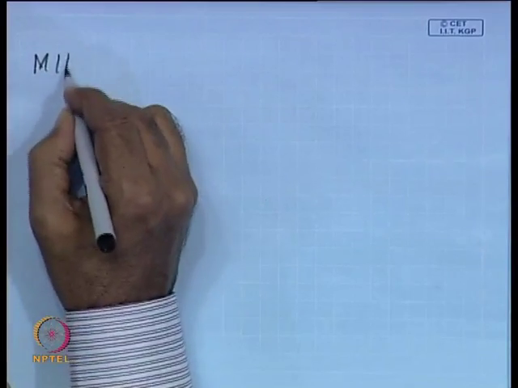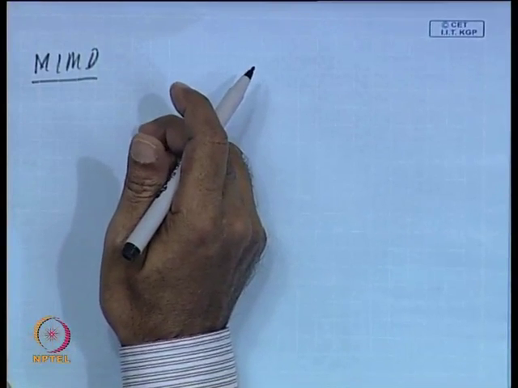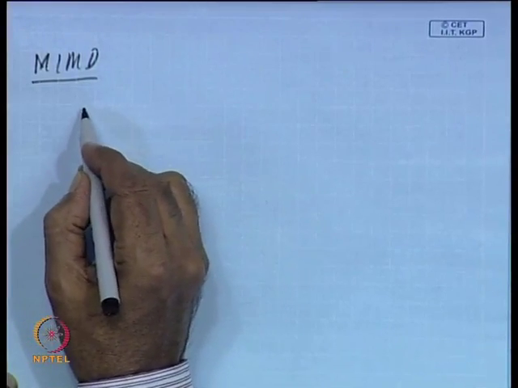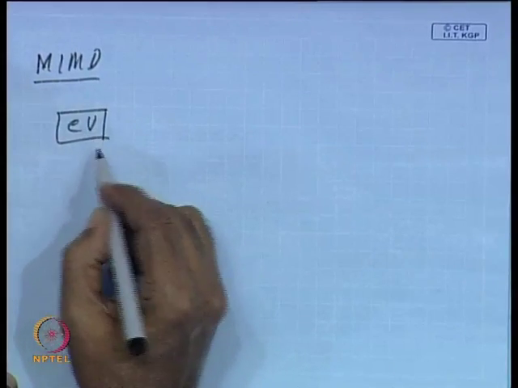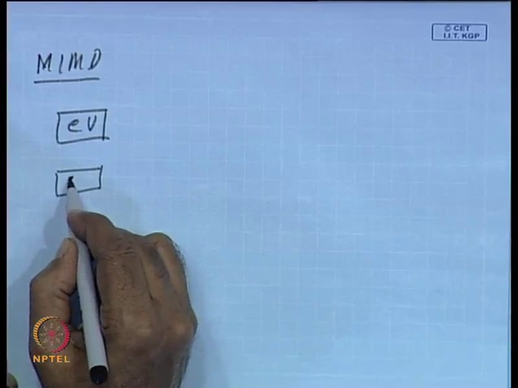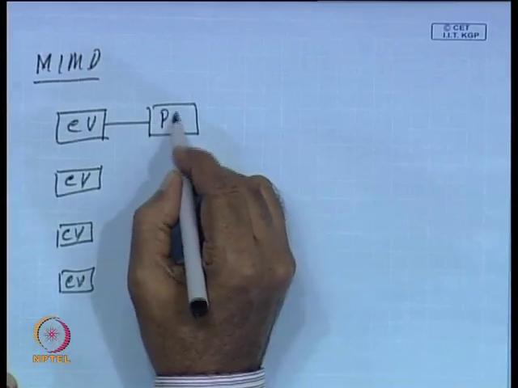Then coming to the third type of classification, that is MIMD, after SIMD and SISD. In MIMD you have multiple control units, and the multiple control units are connected to multiple processing units.